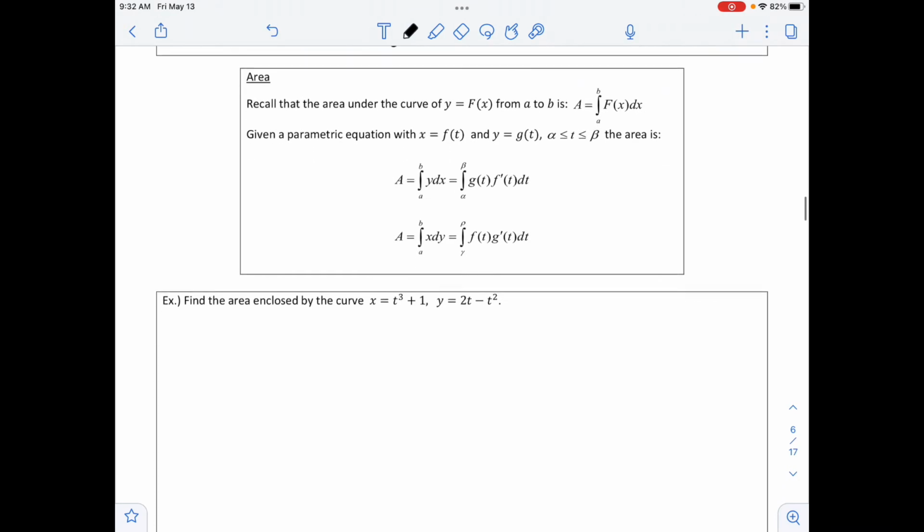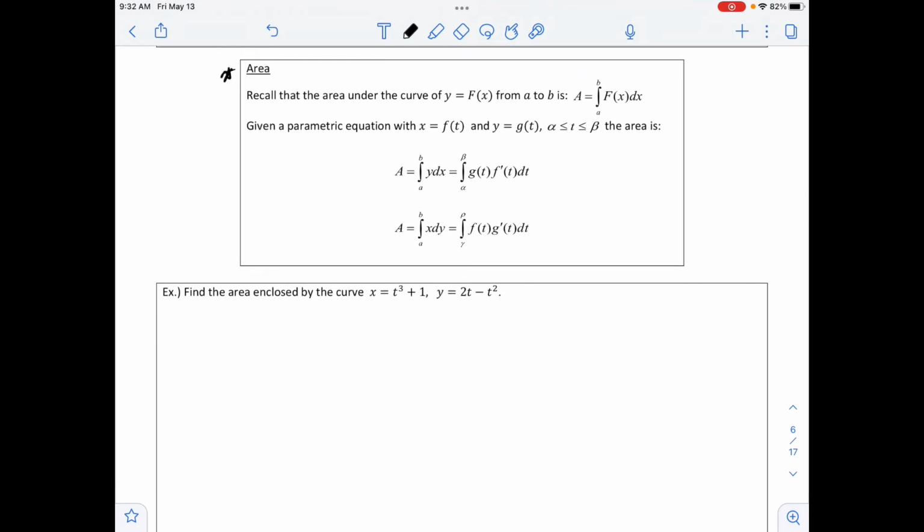So the next topic that we have right below is area. So for area, it says recall that the area under the curve of y equals f of x from a to b is equal to capital A, the integral from a to b of f of x dx. And then also remember that our functions, when we did talk about these first in chapter 6, were above the x-axis.